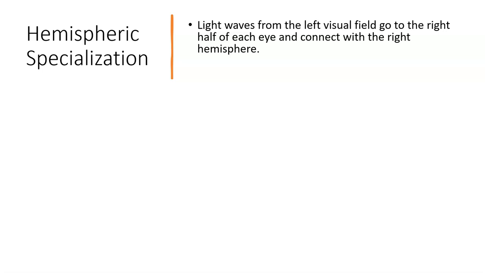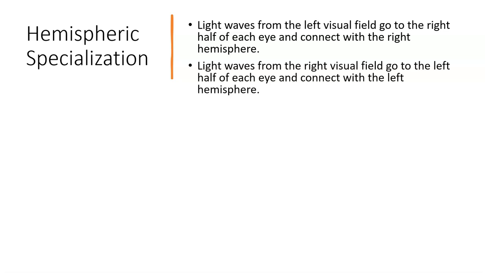Now, a lot's been made of specialization of the hemispheres, and some of it is controversial, some of it is not. There are some aspects of hemispheric specialization that are fairly clear-cut and understandable, other aspects that are not. So one of the things that we do know is that in terms of vision, light waves come from the left visual field and go to the right half of each eye, and then later connect with the right hemisphere of the brain, and vice versa.